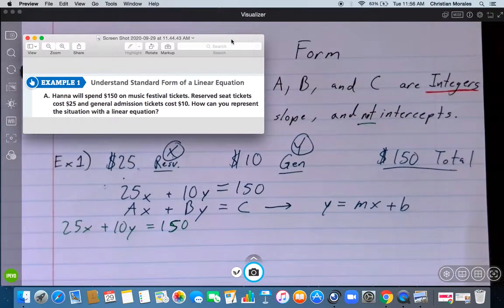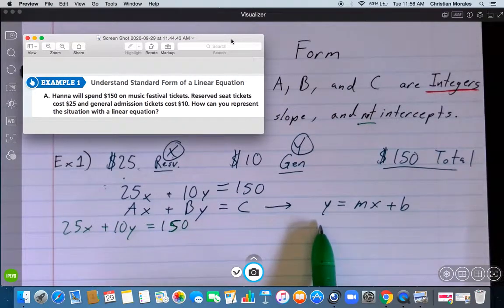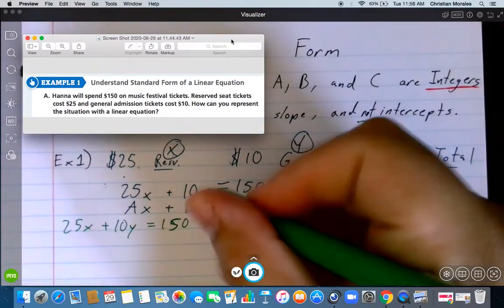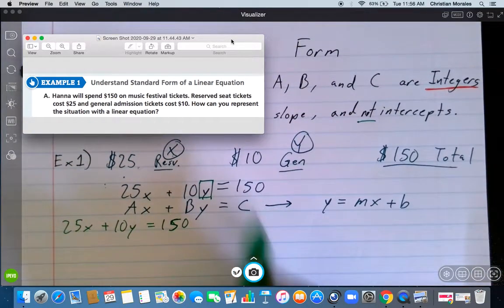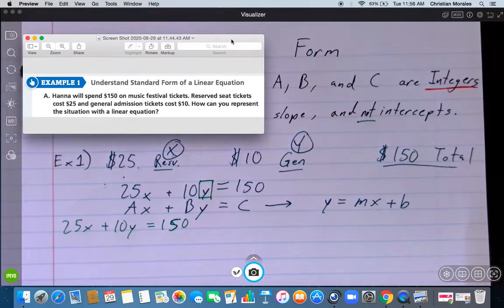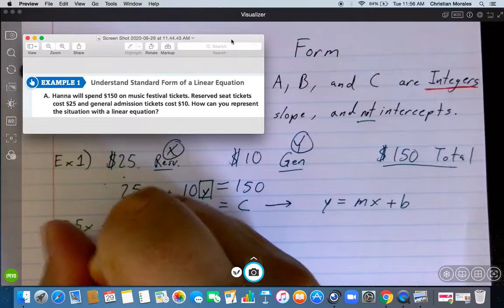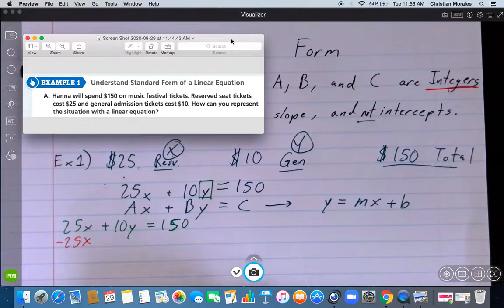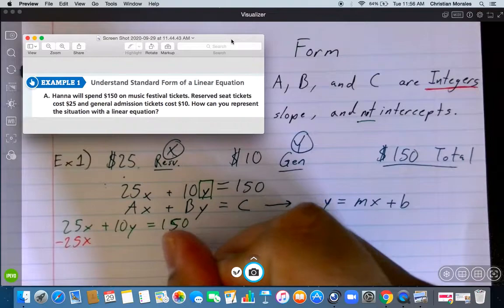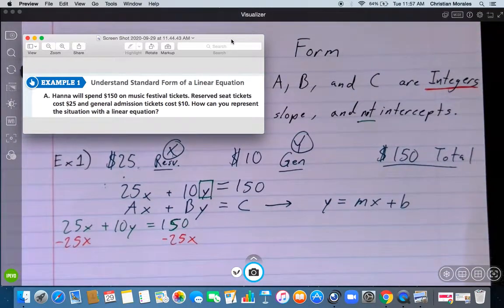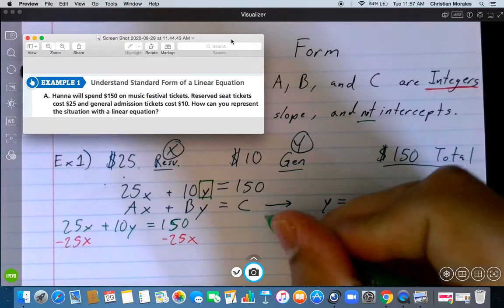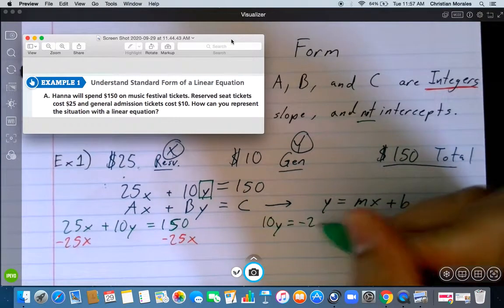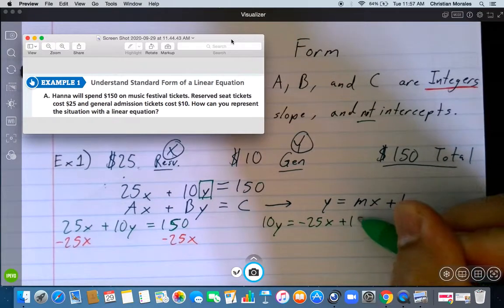All right. So what we have to do is make it equal to y. We have to solve for y, which means this needs to be by itself. We have to cancel out the 10 and the 25x. So step number one, let's get rid of 25x, and then after we do that, we'll get rid of 10. But how do you get rid of something? With inverse operations. Whatever you do to one side, you do to the other. So if I do this, and I move that, you're now going to end up with 10y equals negative 25x plus 150.